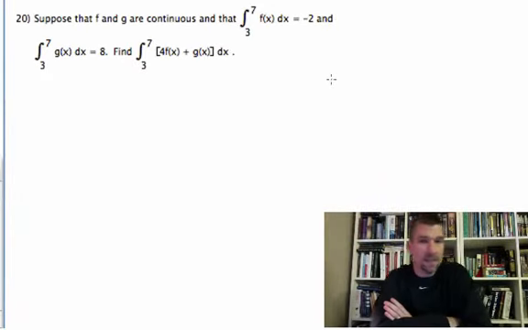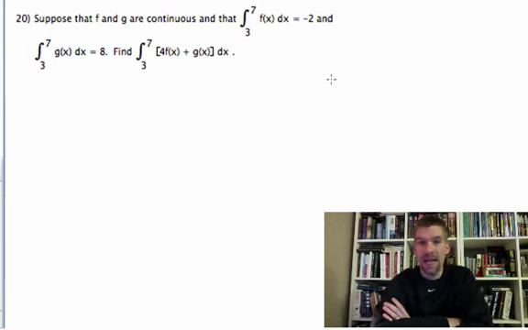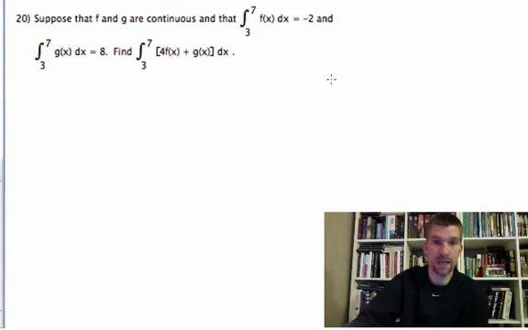Okay, more practicing rules of integrals. I'm being told that the integral of f(x) from 3 to 7 is equal to negative 2, and the integral of g(x) from 3 to 7 equals 8. So find the integral from 3 to 7 of 4f(x) plus g(x). Basically, if I have two integrals that use the same upper and lower limits, from 3 to 7, then I can add those two integrals together. This problem goes one step further and adds a little 4 there. So let's just break this up real quick.